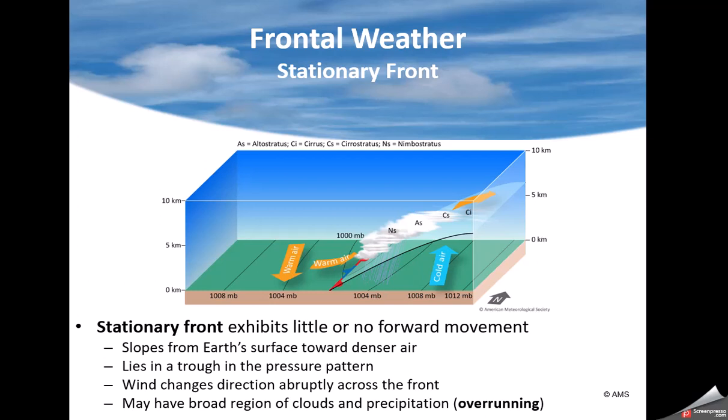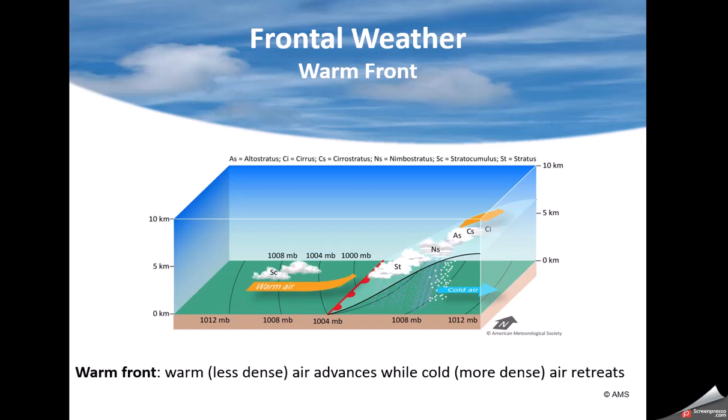So as you can see here, there's more clouds, more precip and stuff on the cold air side of the stationary front than there is on the warm air side. There may be some showers right along the front or just a little bit beyond it, but most of it will be on the cold air side.